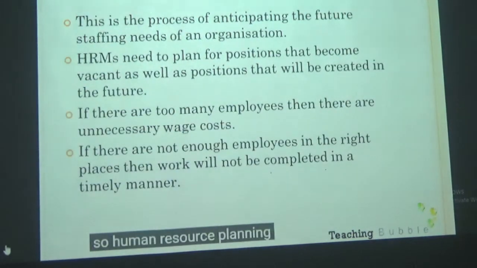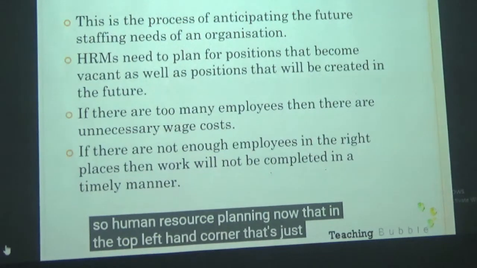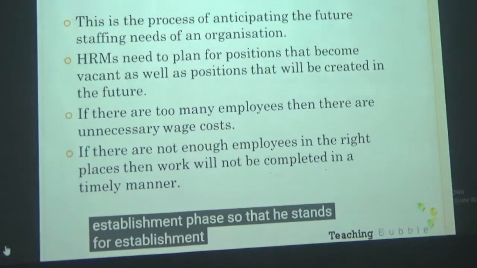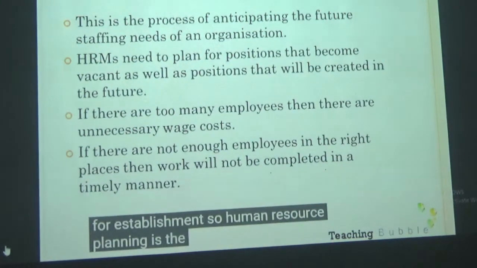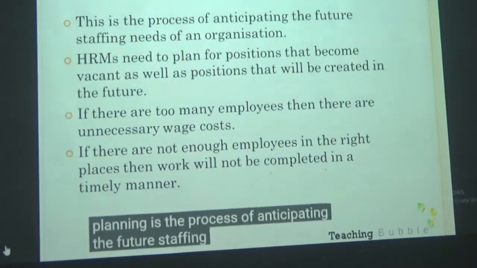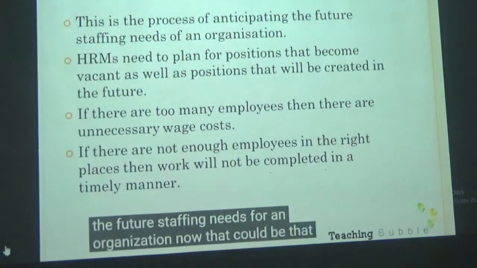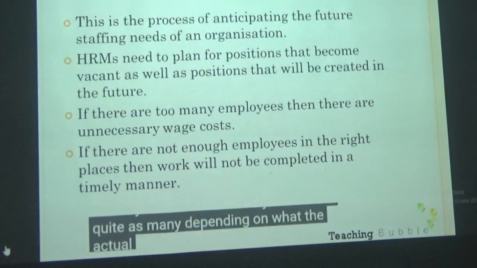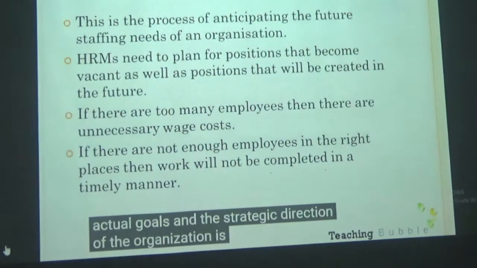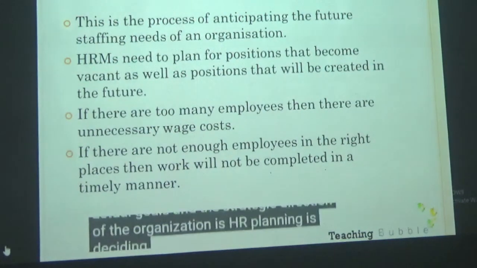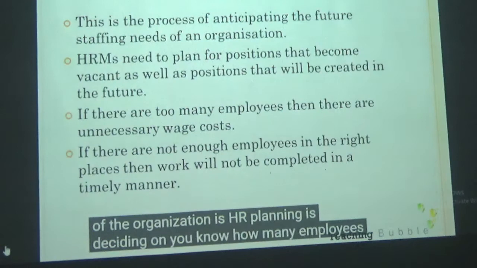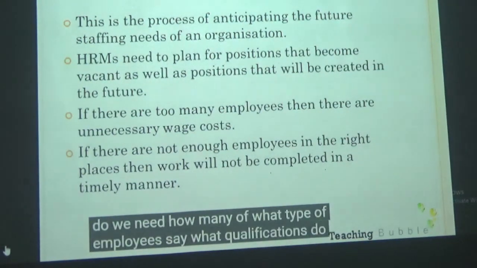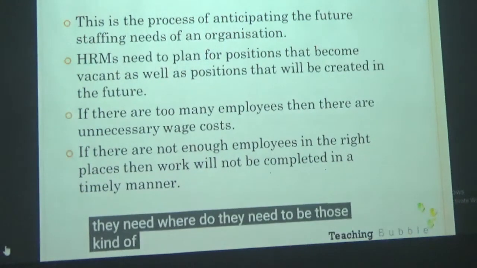So, human resource planning, now that being the top left-hand corner, that's just so you know that we are still in the establishment phase. So that E stands for establishment. So human resource planning is the process of anticipating the future staffing needs for an organisation. Now that could be that they actually need more, that they don't need quite as many, depending on what the actual goals and the strategic direction of the organisation is. HR planning is deciding on how many employees do we need, how many of what type of employees, so what qualifications do they need, where do they need to be, those kind of things.